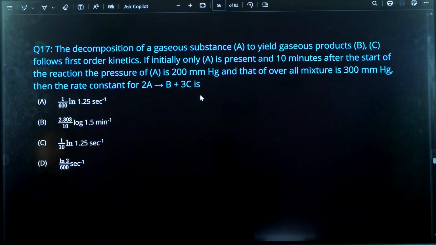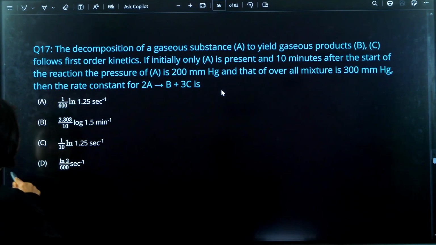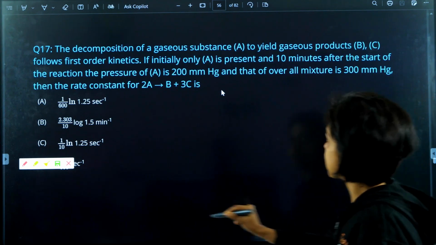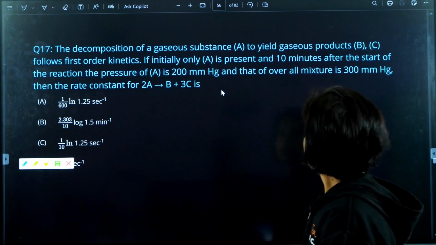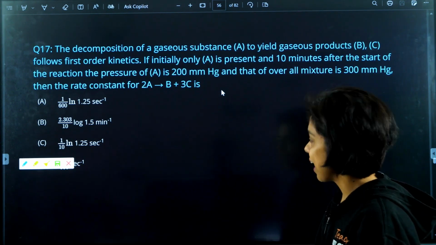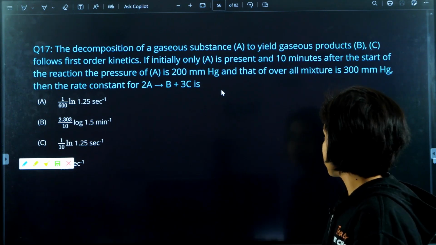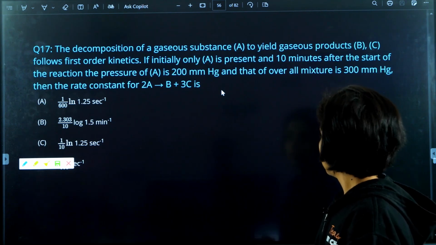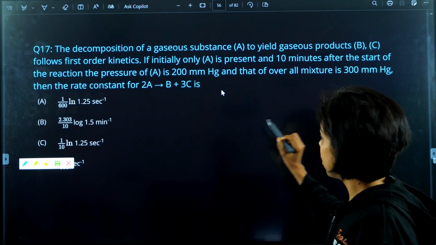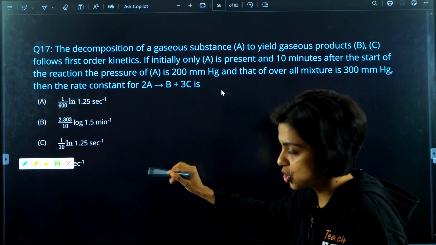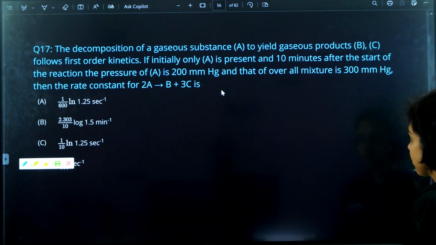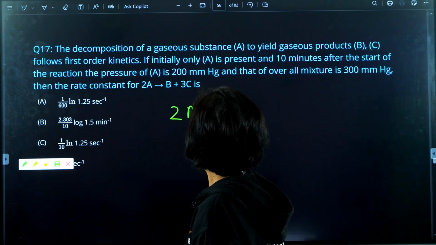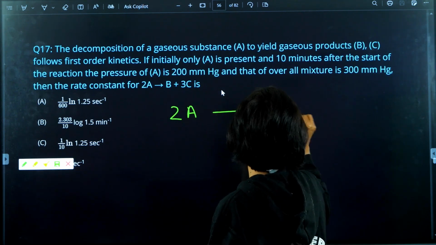Next question, question number 17, guys. The decomposition of a gaseous substance A to yield gaseous products B and C follows first order kinetics. If initially A is present, and 10 minutes after the start of the reaction, the pressure of A is 200 mm of Hg, and the overall mixture is 300 mm of Hg after 10 minutes, then calculate the rate constant. You are supposed to calculate the rate constant using the equations for first order kinetics, right?